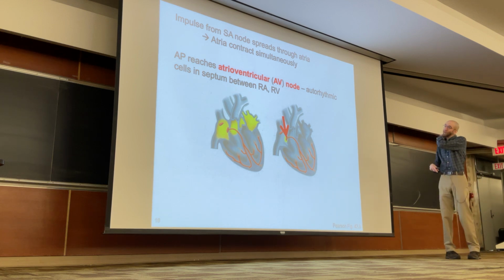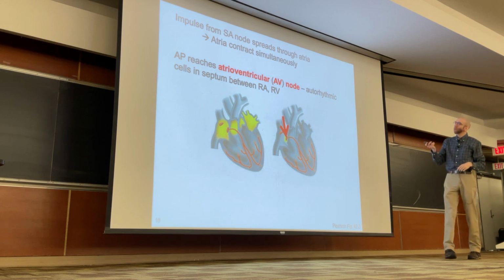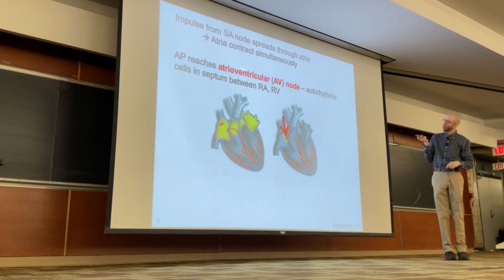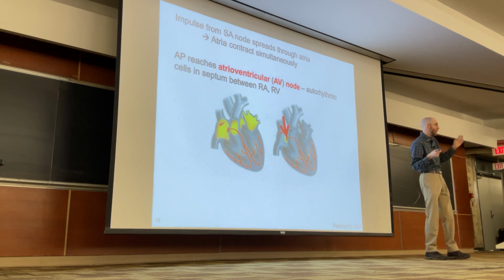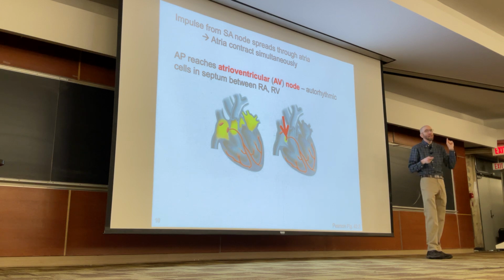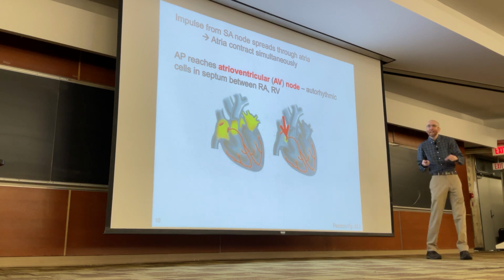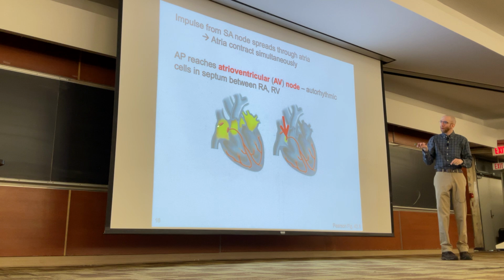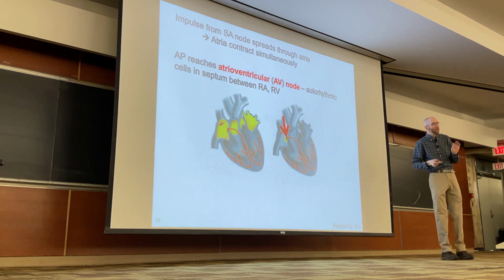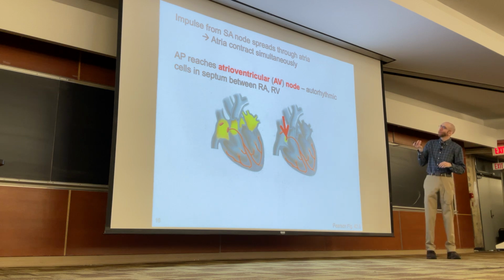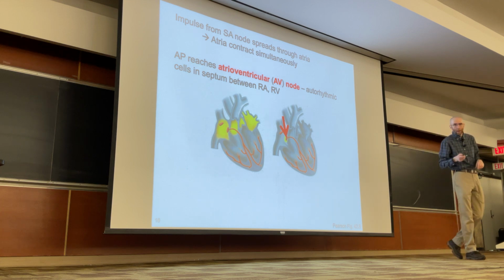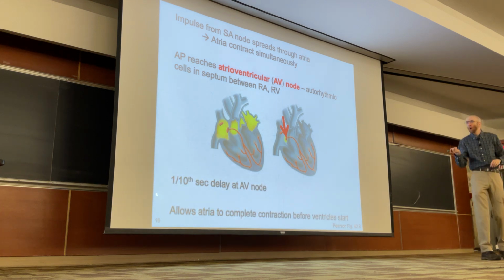Now once that happens, that action potential is going to reach another node. It's called the AV node, the atrioventricular node. And this is named the atrioventricular node because it is in the wall, or the septum, in between the right atrium and the right ventricle. This is important because this is another bit of autorhythmic tissue, and it has a really important job. And its job is to pause for about 1/10 of a second.